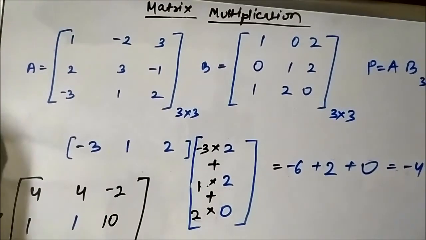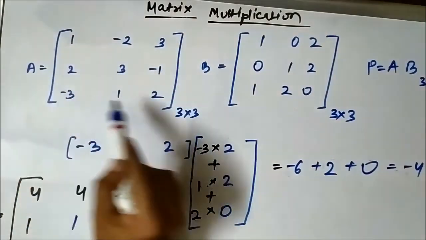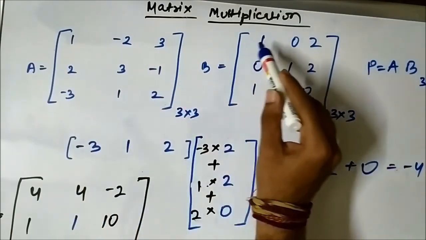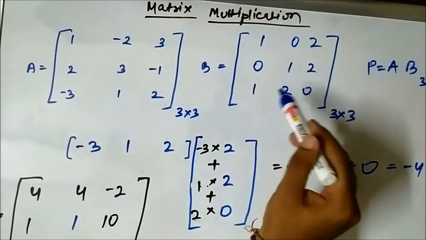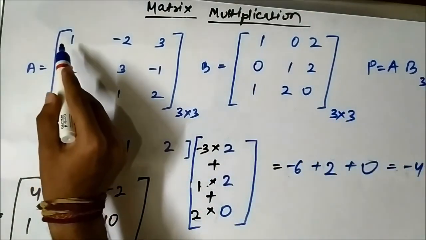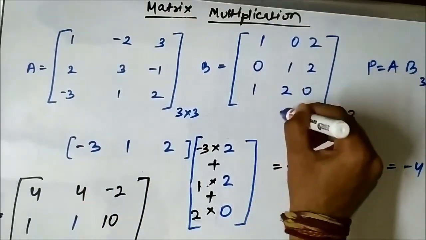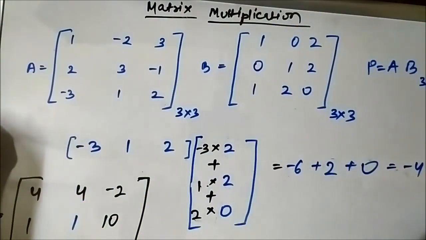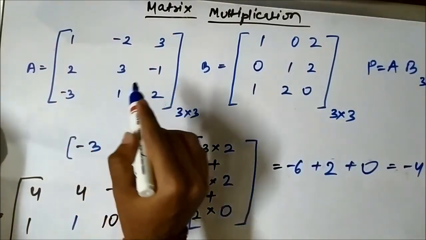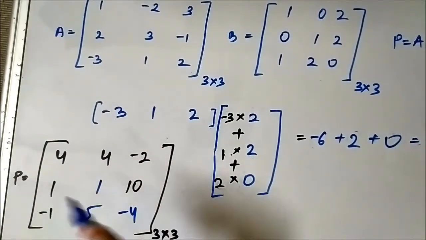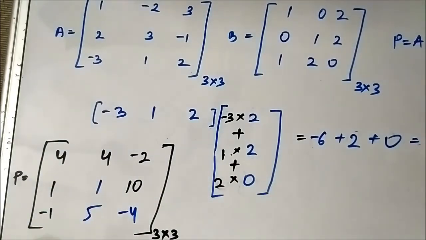So here the same principle is used. Each of the rows of the first matrix is treated as an individual row matrix, and each of the columns of the second matrix is treated as an individual column matrix. Then we multiply each of the rows of the first matrix with each of the columns of the second matrix, and we add the product terms, and we continue until all of the rows and columns are exhausted and we get all the individual elements of the product matrix. So this is how the matrix multiplication operation takes place.